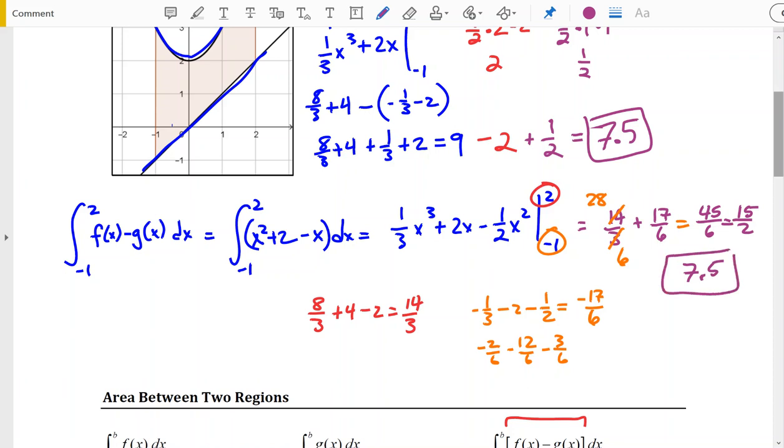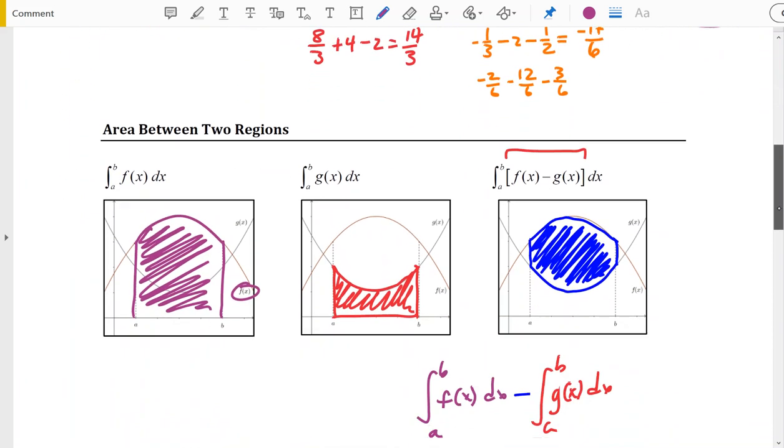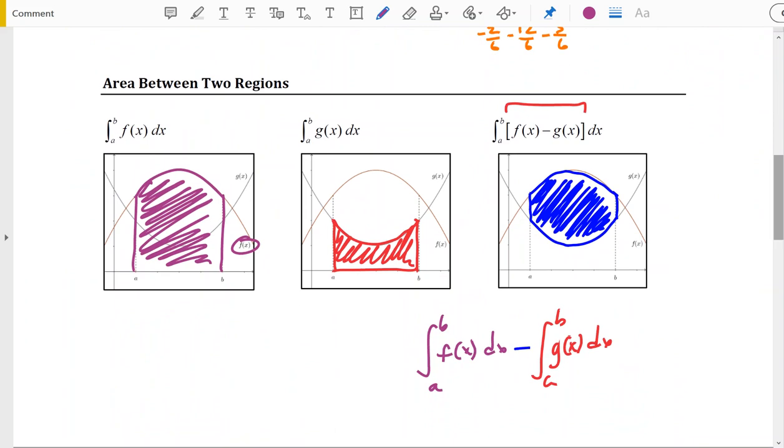So this gives us a way to calculate the area between two different curves. If I want to know the area between f of x and g of x, then I can do the definite integral from a to b of the difference between the two functions, making sure that I put the top function first and I subtract the bottom function.